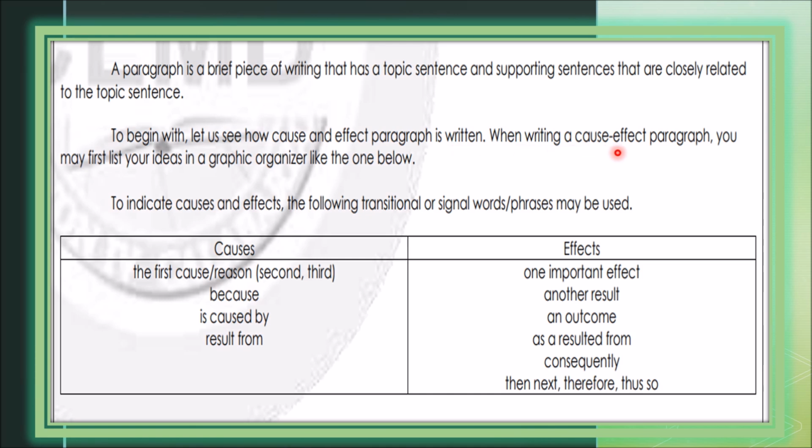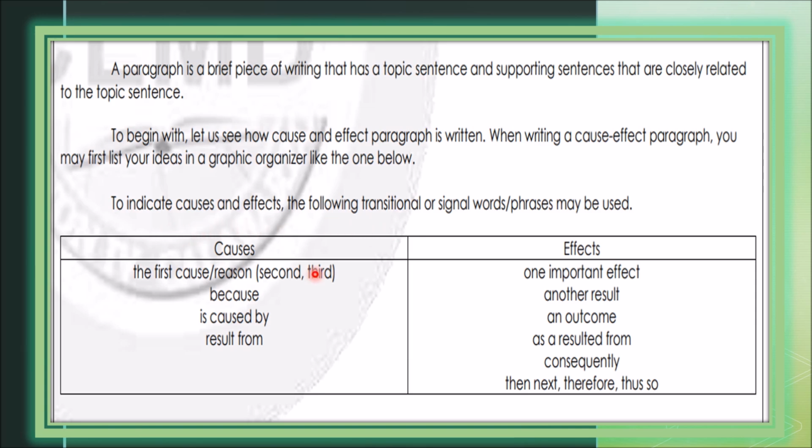When writing a cause and effect paragraph, you may first list your ideas in a graphic organizer like the one below. So children, how do we write a cause and effect paragraph? We have cause and effect graphic organizers like this one to know what the causes and the effects are. There are signal words or phrases that may be used.